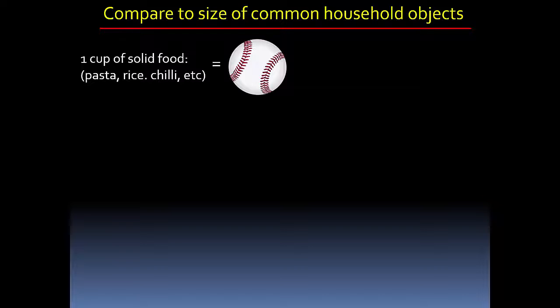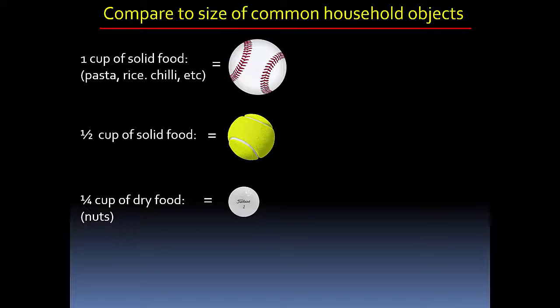So if you eat what is equivalent to 2 baseball size amounts of pasta, then that would be equal to about 2 cups of pasta. A tennis ball would represent about a half a cup of a food like pasta or rice, and a golf ball would represent about a quarter cup of a dry food like nuts or pistachios or almonds. So with just these 3 simple reference sizes, you can do a fairly good job of estimating, in terms of a cup reference, how much of the food that you ate.